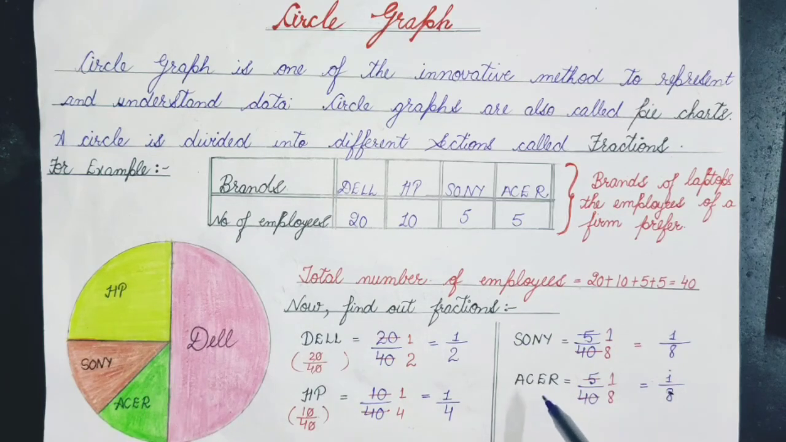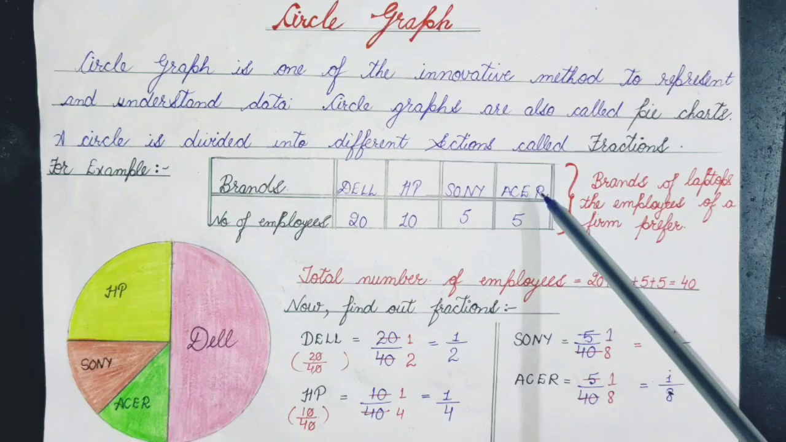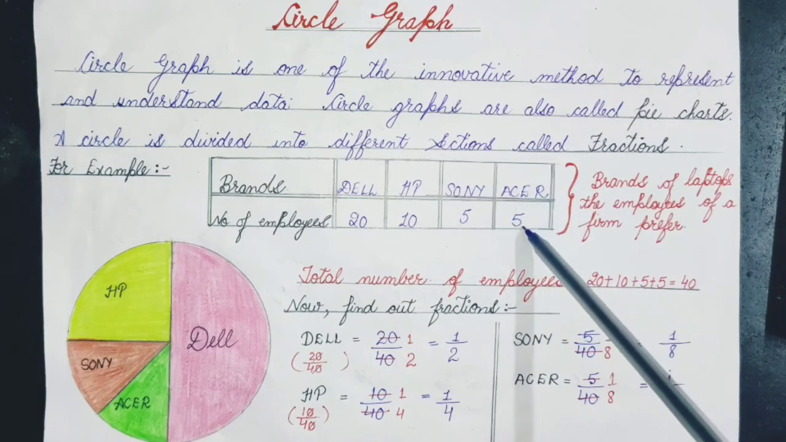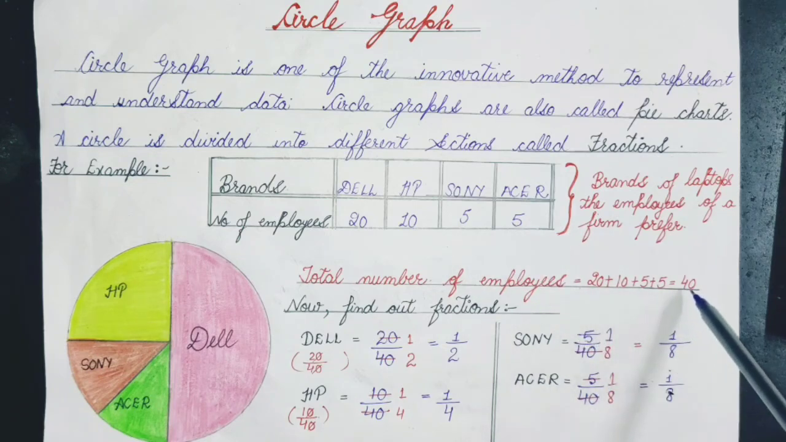The next brand of laptop is Acer, which is also preferred by 5 employees. Again we write this 5 in the numerator and the total employees, that is 40, in the denominator. Cancel it with the table of 5. 5 ones are 5 and 5 eights are 40. 1 by 8 is the answer. It means 1 by 8 is the 1 by 4th portion's half. The part which is left with us is known as Acer.